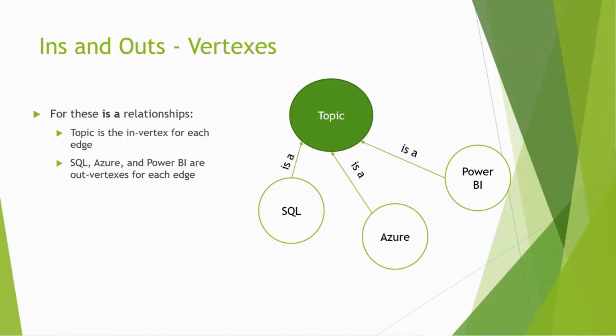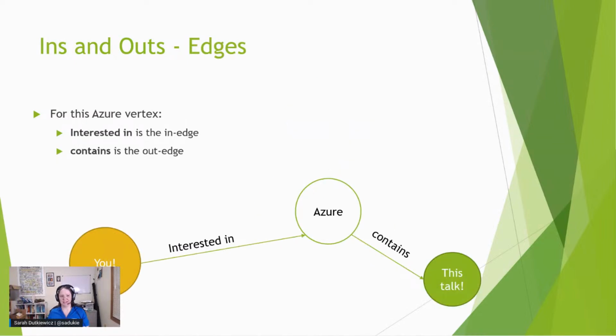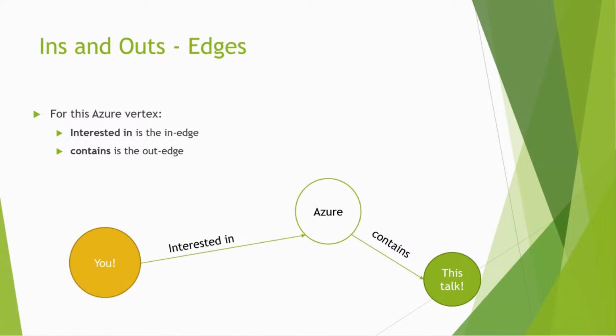Now suppose that there are different types of relationships, which there are. Now we're going to look at edges. So Azure in this case is the central vertex. It has a relationship coming into it. Interested is pointing at it, and then contains is coming out. So again, the one that's pointing at it, it's coming into it. That's the in edge. And then pointing out, that's your out edge. That's how I remember it.